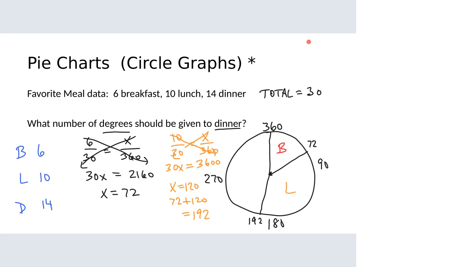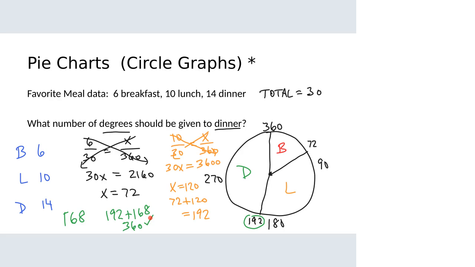And then we're kind of done at this point. The remainder of my pie chart has to go to dinner. Just to make sure, we did the calculation for dinner. We found out that it was 168 degrees. Let's see, if I were to start at 192 and go 168 from there, where would that put me? Sure enough, at 360. So I feel great about it. And there's my pie chart with breakfast, lunch, and dinner sectioned off.